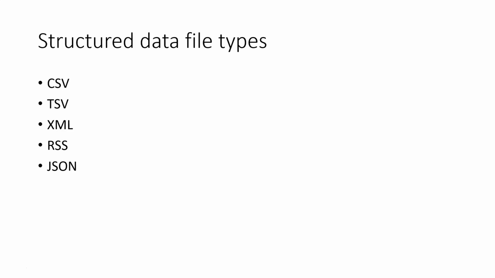So key is a string followed by a colon followed by some value, and the value can be a single value, maybe an array, or maybe another JSON object. In this way you can create a nested structure to represent very complex data. So let's take an example.